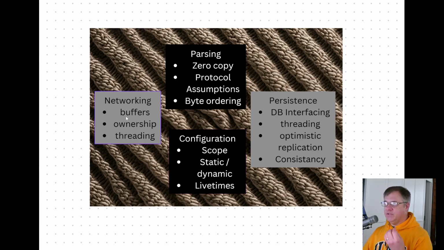Networking deals with buffers and ownerships. There's threading models in configuration, static versus dynamic configuration. Parsing, are we doing zero copy? What are the assumptions that we're making about the protocol? Even in persistence, there's things like optimistic replication that are complex issues that you have a really good handle on because you're early on in the project and your scope is very manageable.